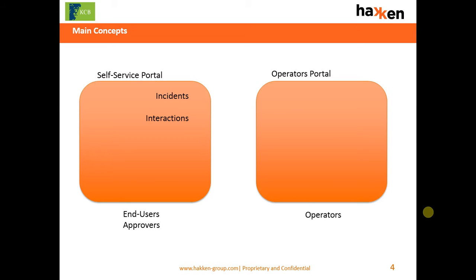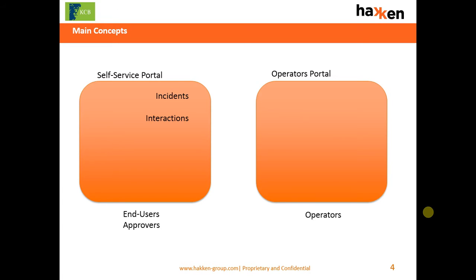Those interactions will be generated when you order a new service request or when you submit a new change request. Then those records will be approved by the approvers. Approvers usually are the head of department, branch manager, or SQC manager. And then usually the flow will move to the operators portal.